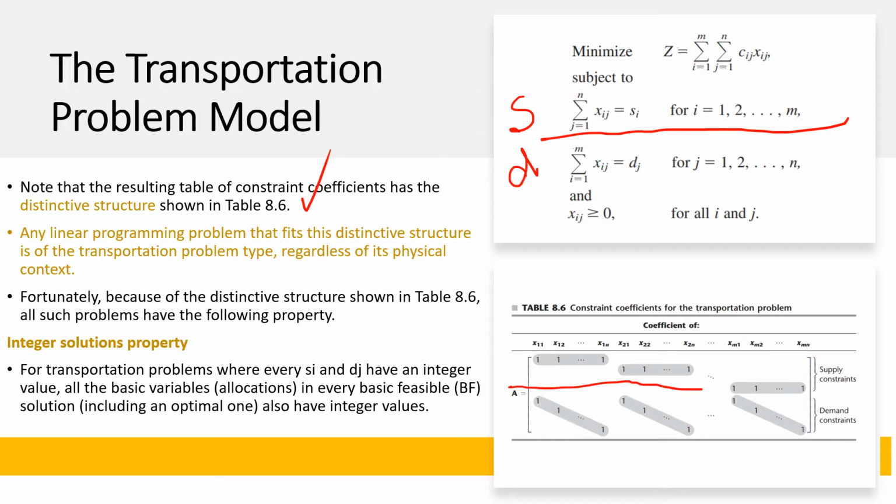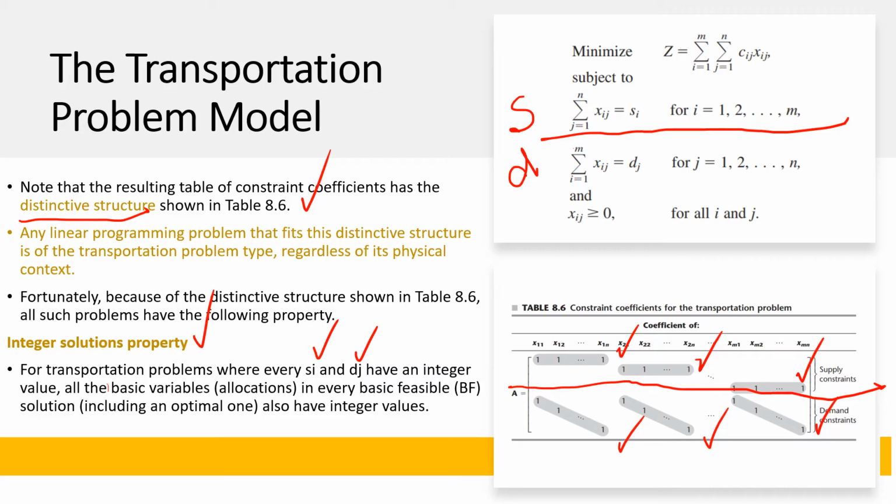In this figure, we can see how we have restrictions for supply, while in the lower part, these are our restrictions for our demand. This is what we call a distinctive structure, and it's a property of the transportation problem model. Now, the main issue here is that we have an integer solution property.